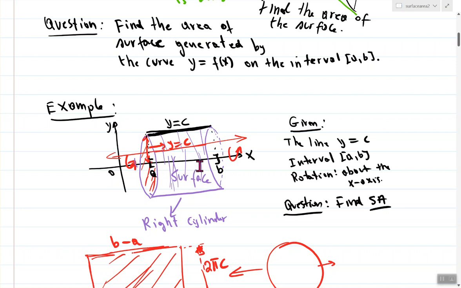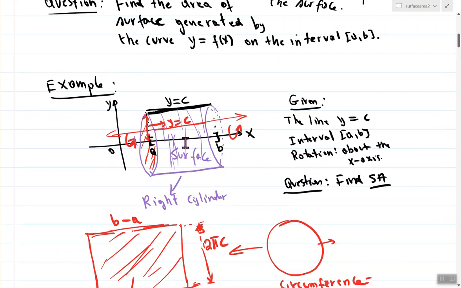So that will create this right cylinder that is kind of laying down here. Okay. So it creates this right cylinder. When you look at this cylinder as it's laying down, the height of the cylinder is the distance from a to b, which is b minus a. Okay. The radius is y equals c.